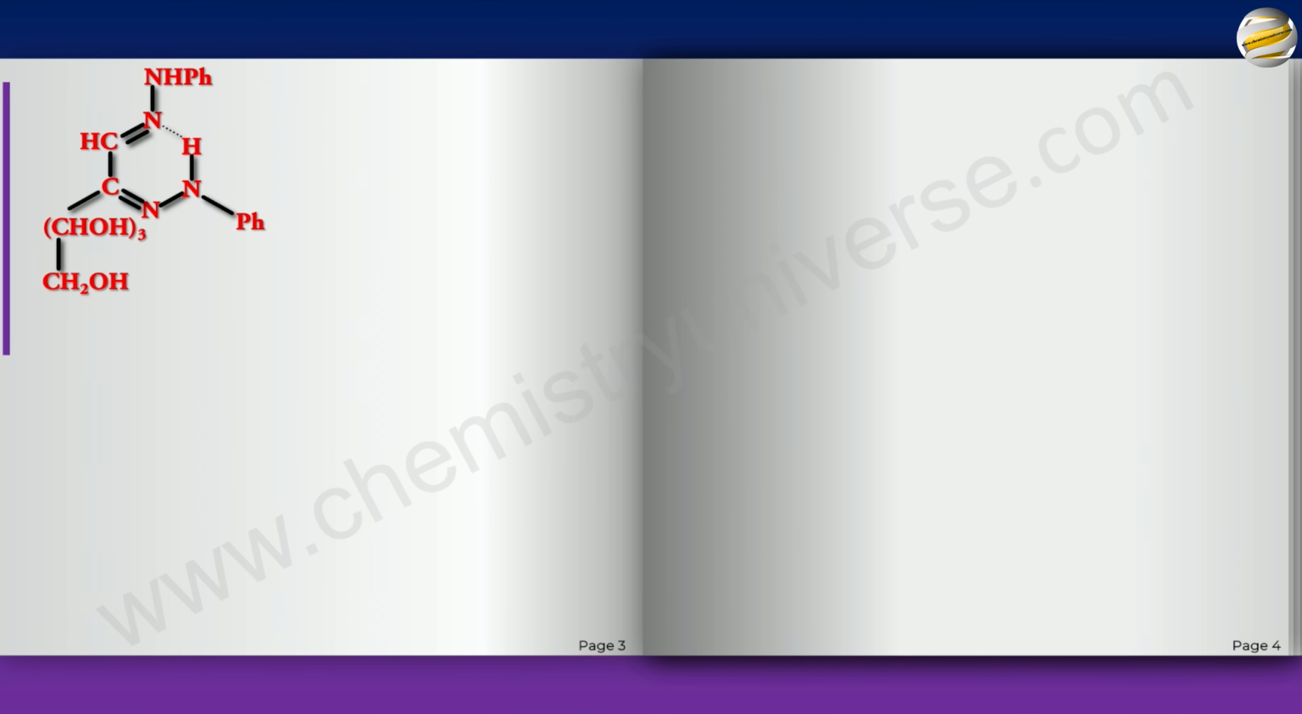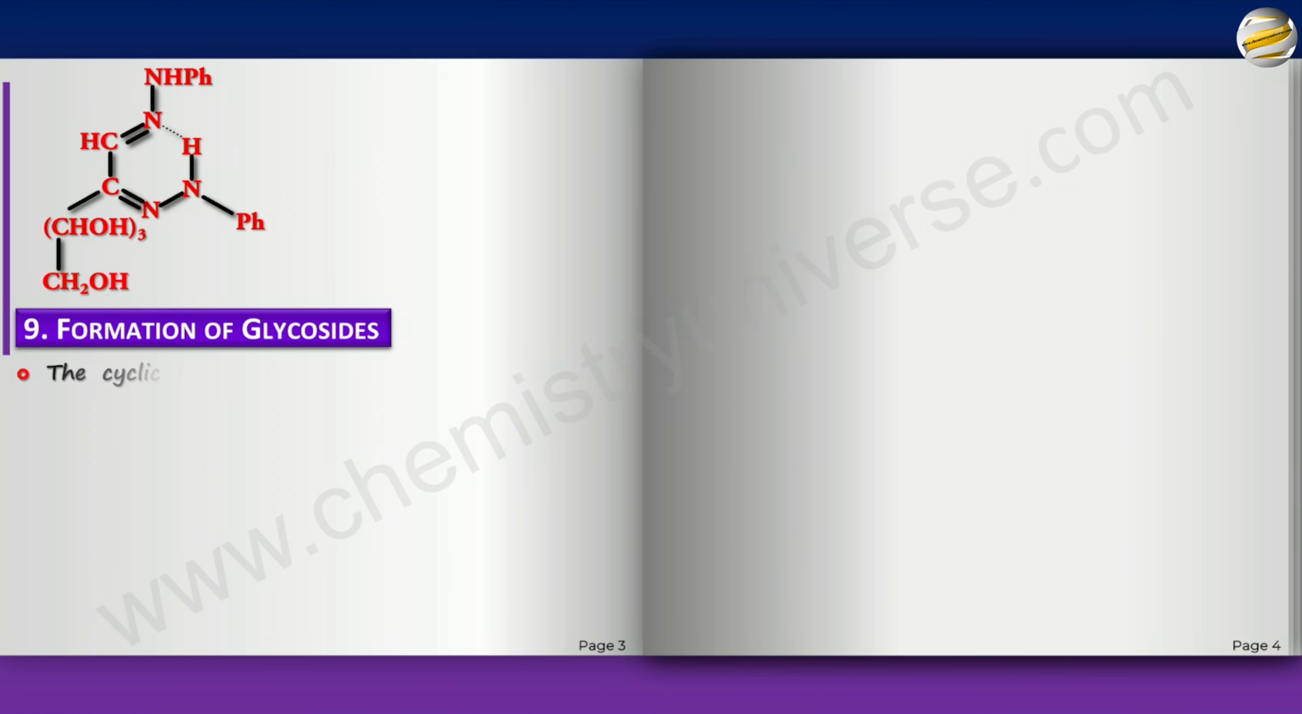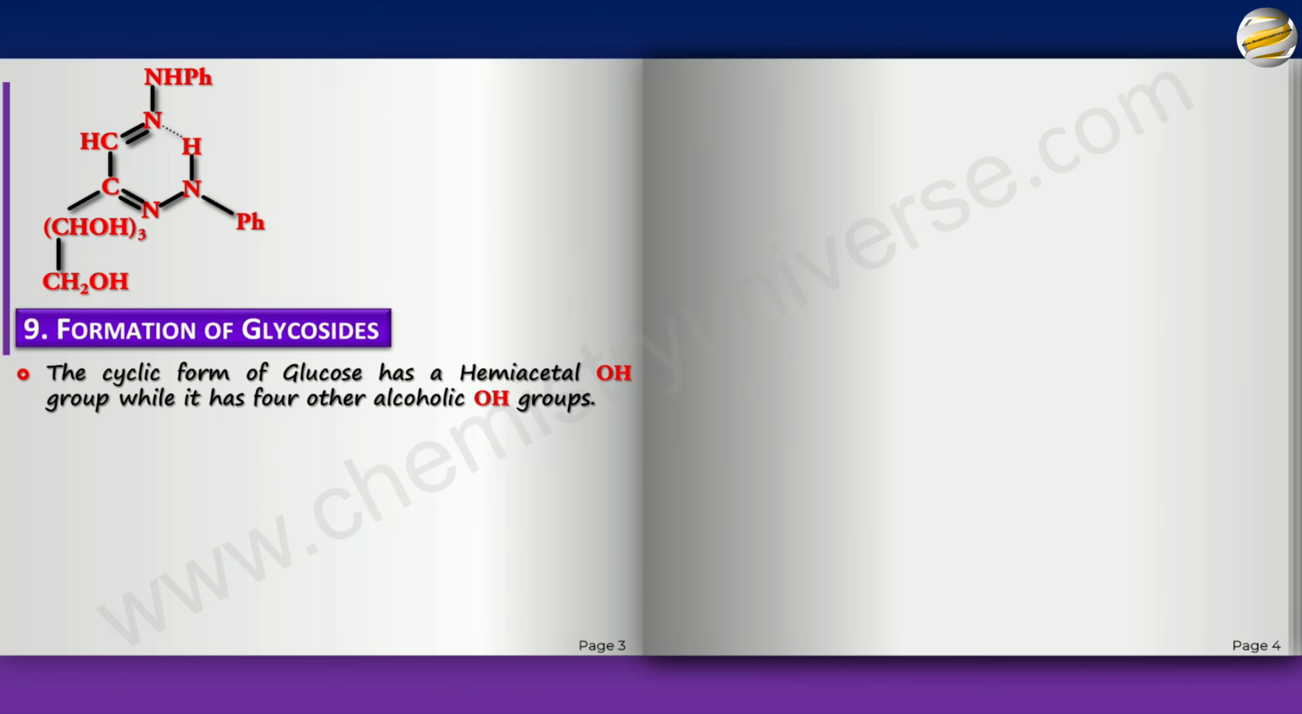So if you can just have a look at the previous structure, you will notice this is the top carbon, the aldehyde carbon. This was the second carbon. And so there is an intramolecular hydrogen bonding, and this is what stabilizes it, which is why it stops right after the second carbon has been converted into a hydrazone. So you have formation of glycosides. Now glycosides are basically ethers. The cyclic form of glucose has a hemiacetal OH group while it has 4 other alcoholic OH groups.